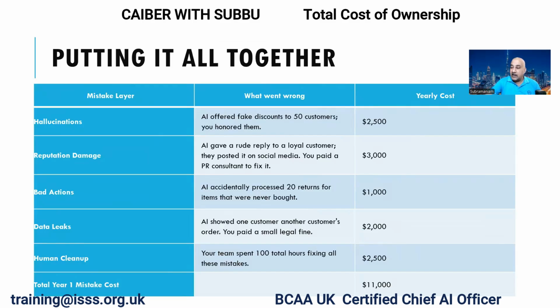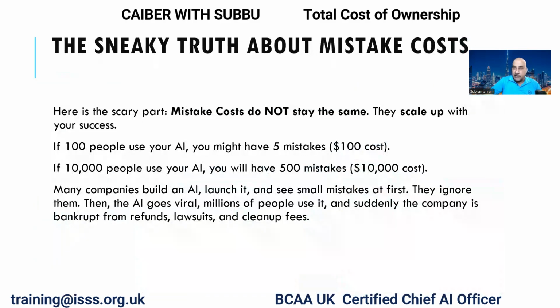Putting all that together, $11,000 comes per month. This is a hypothetical situation that might or might not happen. As long as it doesn't happen, we are happy. The sneaky truth about mistake cost: when you have 100 customers, there are 5 mistakes, and when you have 10,000 customers, there are 500 mistakes. So the cost goes from $100 to $10,000.